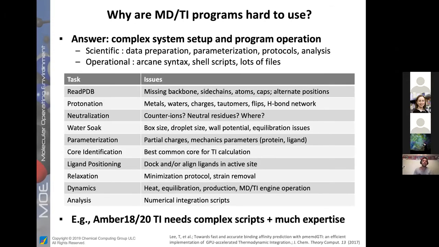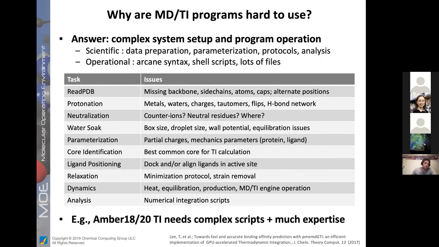So why is not everybody using free energy calculation in the industry? Because it's hard. We really need to go through a lot of steps and use a lot of arcane syntax and shell scripts to run a single TI transformation. So we need to read the PDB file, we need to protonate the system, we need to create parameters for the ligands and for the protein, we need to identify the core, the ligand placement has to be done, and then we need to set up each individual simulation for the lambda windows, run it, and then analyze it. So there's a lot of expertise which is necessary.